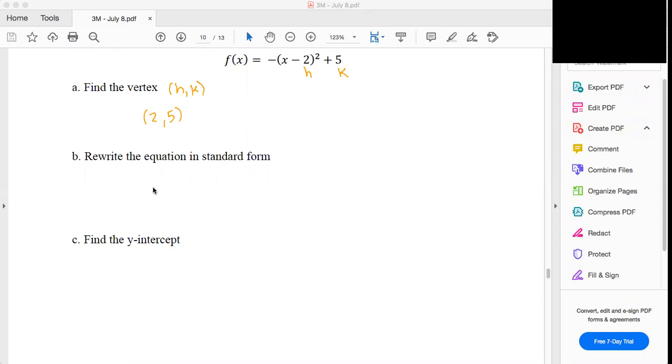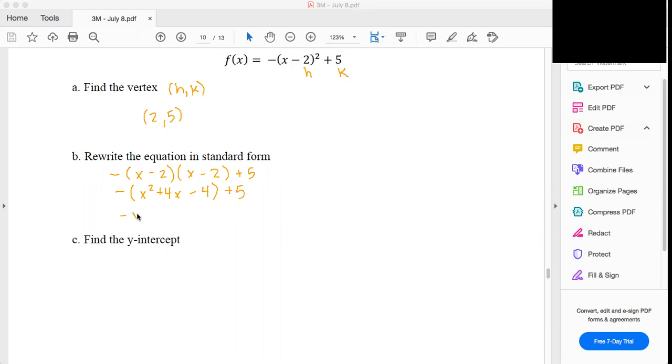Write it in standard form. So you are going to do this part first. You're going to FOIL. It's important to know that this means it's x minus 2 times x minus 2. It's not x squared minus 2 squared. Okay, so we are left with x squared minus 4x plus 4, and then plus 5.